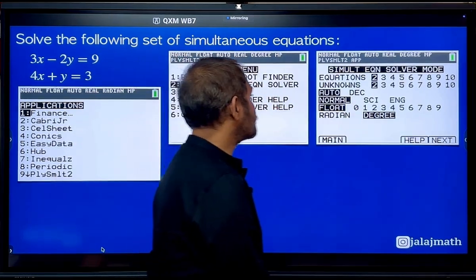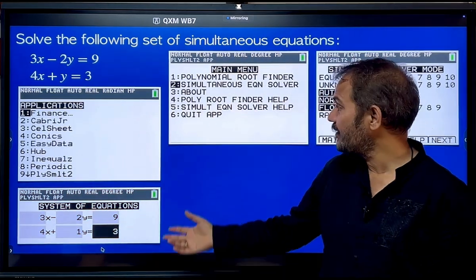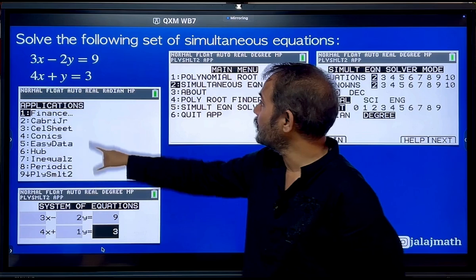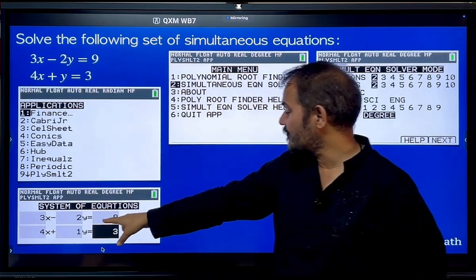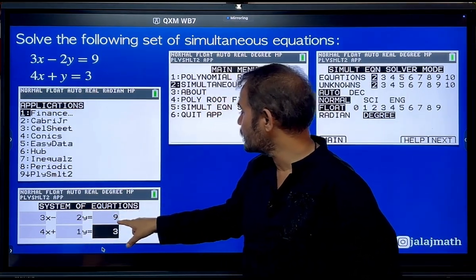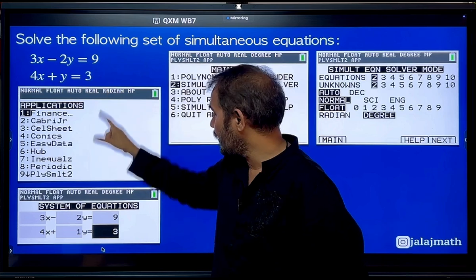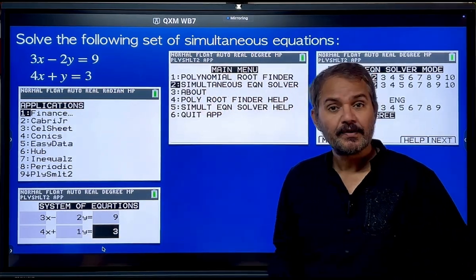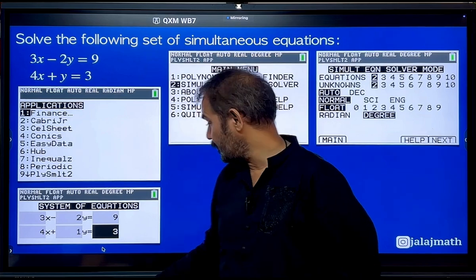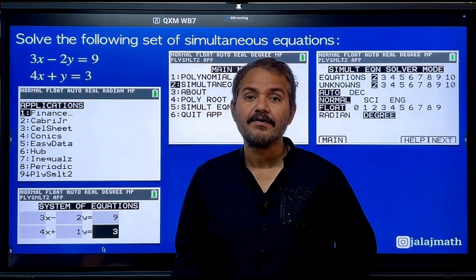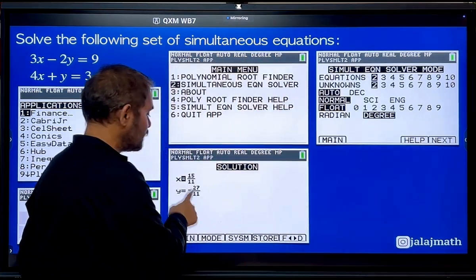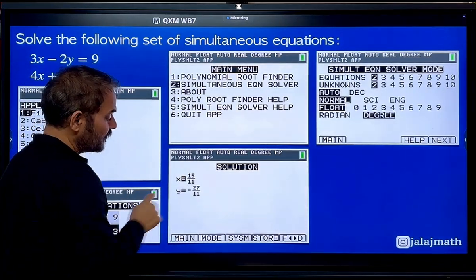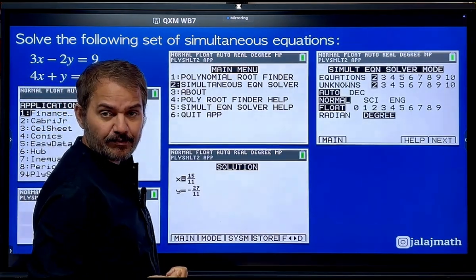When you press Next, again you are taken to a template like this. So you fill in the values of the coefficients in this template. So you get 3x minus 2y is equal to 9 and 4x plus 1y is equal to 3. Now once this is done, press Next. When you press Next, these are your answers: x is equal to 15 upon 11 and y is equal to negative 27 upon 11.